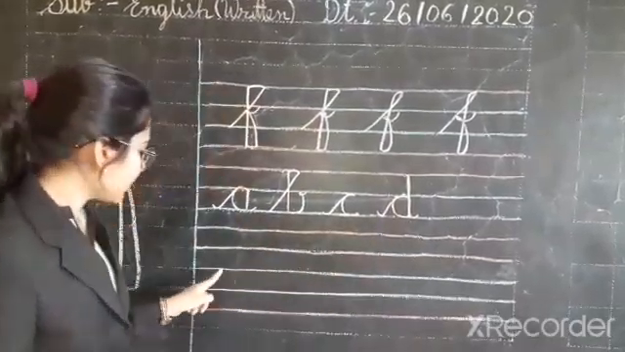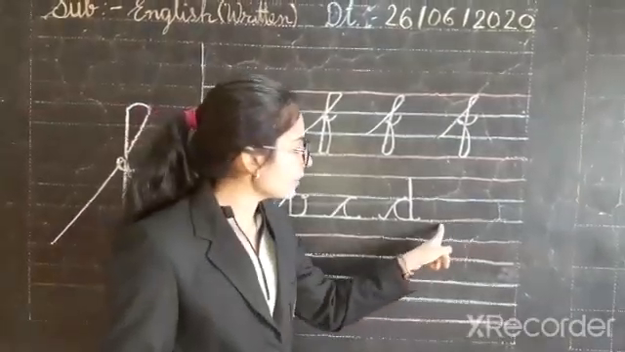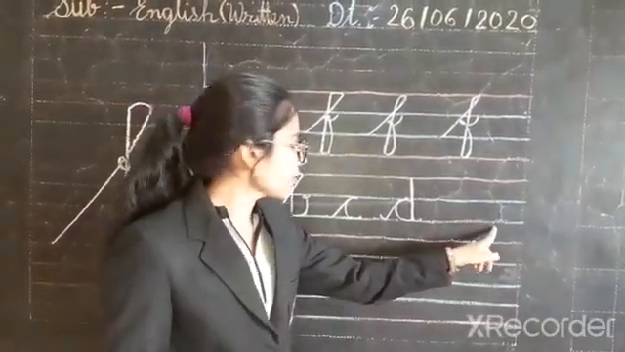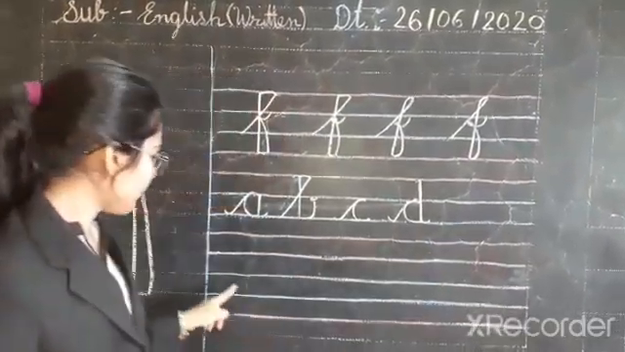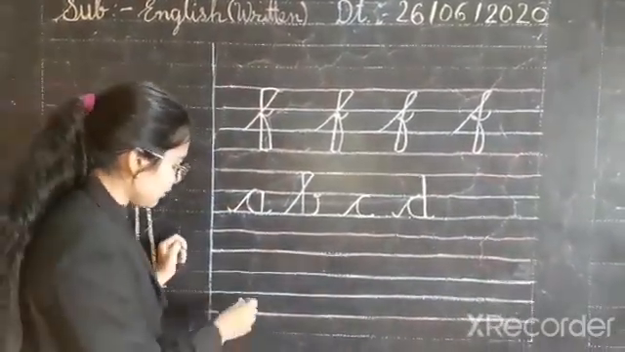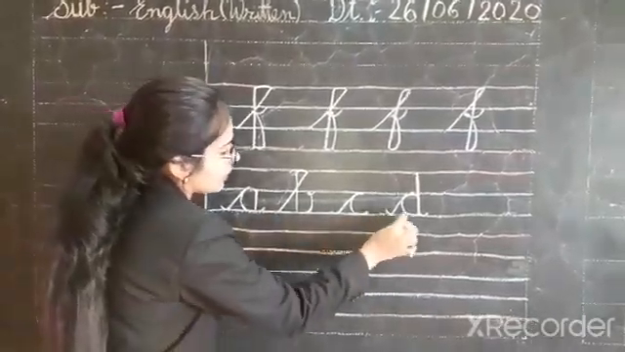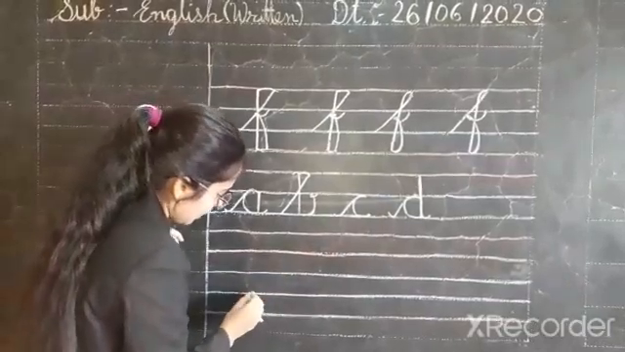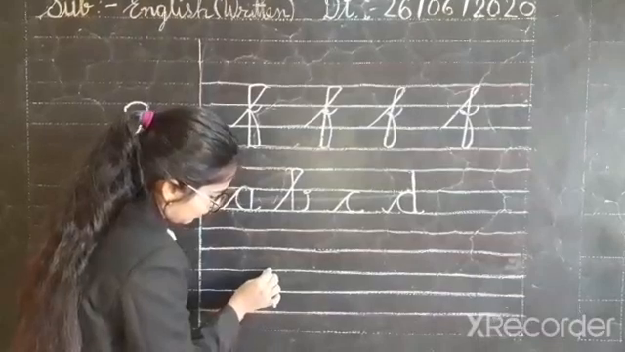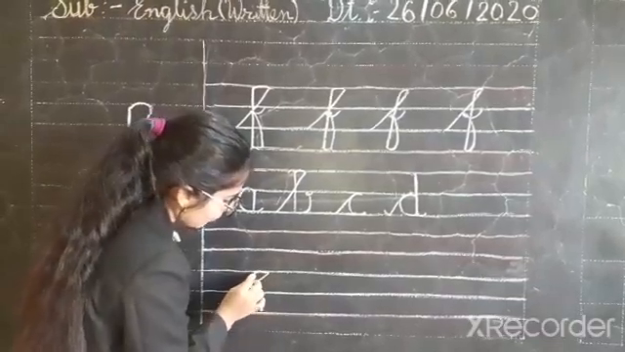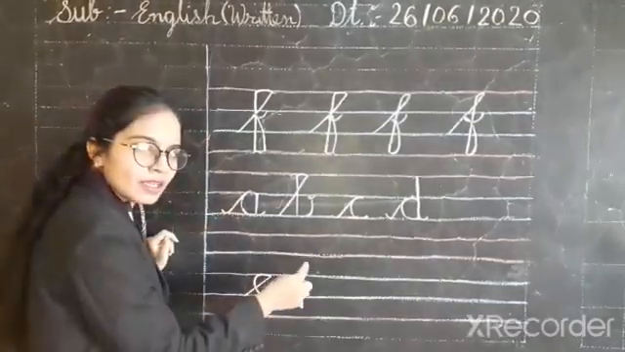Then I want to write here E, because for F there is no space here. That's why I write here. Okay. So A, B, C, D, then E. Do slanting line and then do C curve, E, then F.